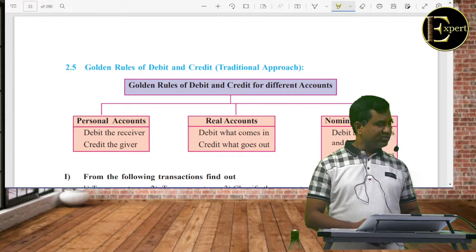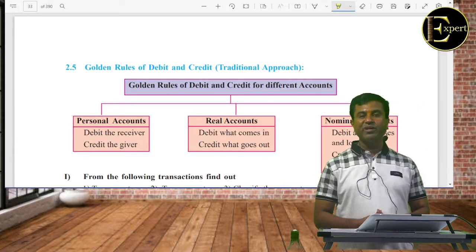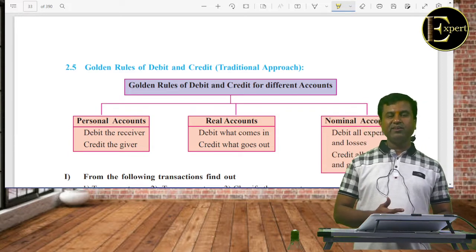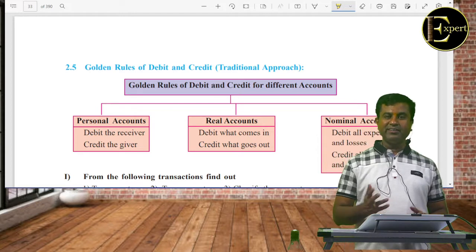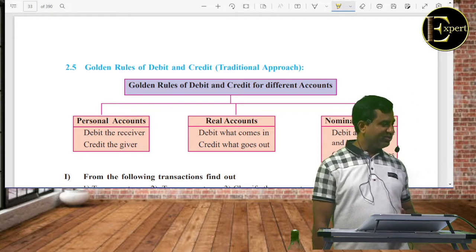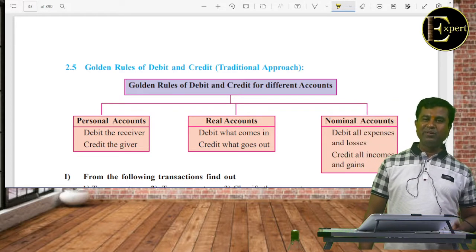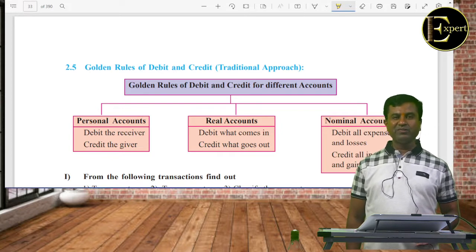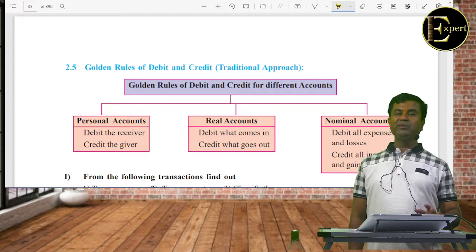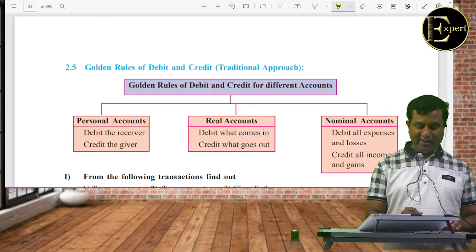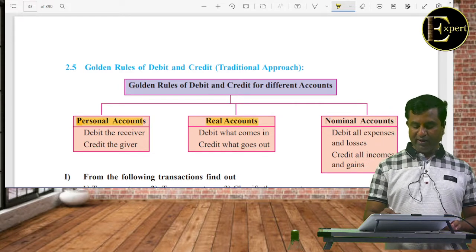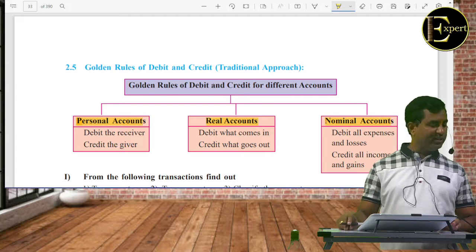Next, what we are supposed to see is nothing but the golden rules of accounting. Now these 3 accounts, usually we don't do the micro bifurcation that real है तो tangible है या intangible है, इसकी कोई जरूरत नहीं है. Personal है तो natural personal है, artificial personal है या group personal है, इसकी कोई जरूरत नहीं है. So we need to bifurcate only in 3 types of account. One is personal, another is real, and last one is nominal. So let's see the rules for all these 3 accounts.